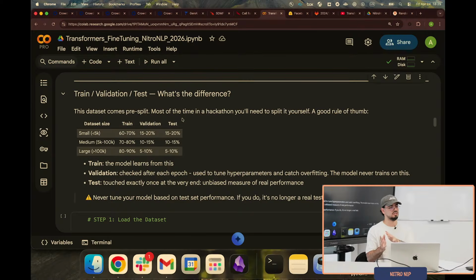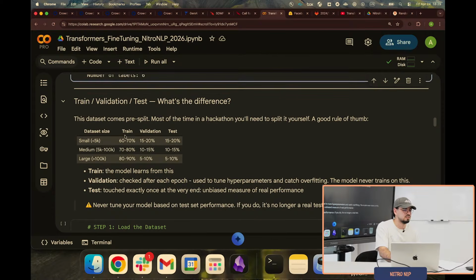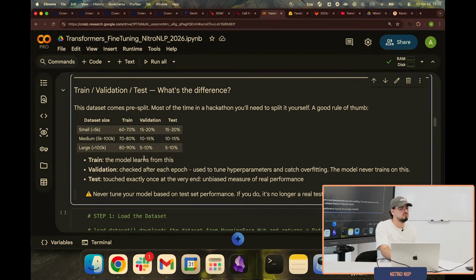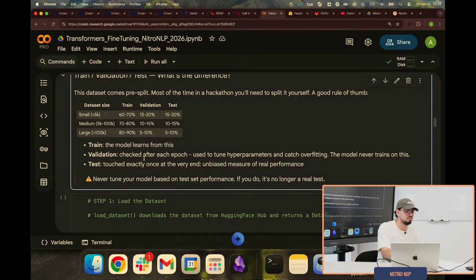This comes pre-split sometimes, but most of the time in a hackathon you need to split it yourself, because the data won't be split for you on Hugging Face or any notebook you'll find. A good rule of thumb would be training at 70%, validation 15%, and test 15%, depending on the data set size. For example, in my data set, I have something like 70, 15, 15. Depending on the data set size, you could have 80, 10, 10. You can just test around with this, but this is a good rule of thumb.